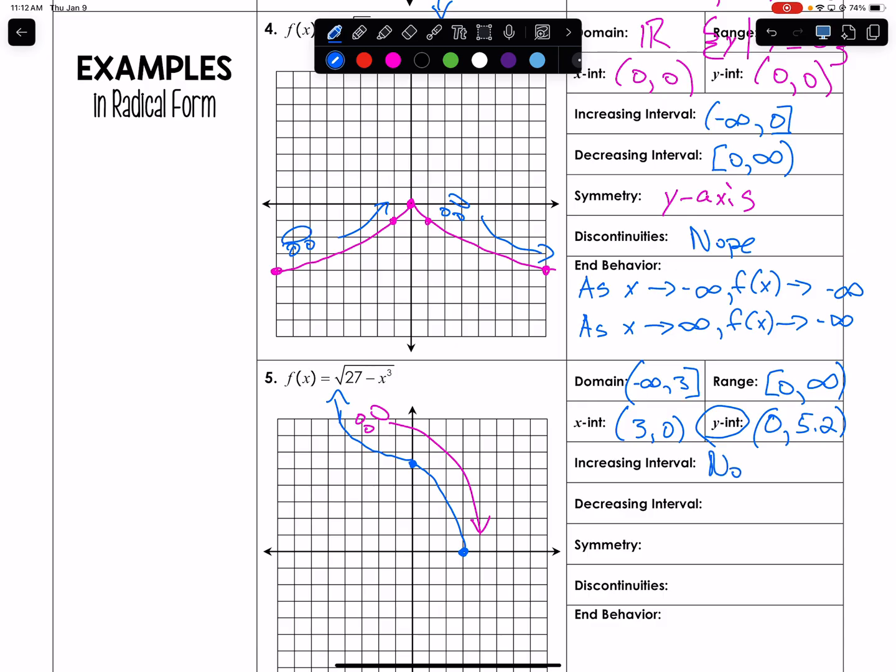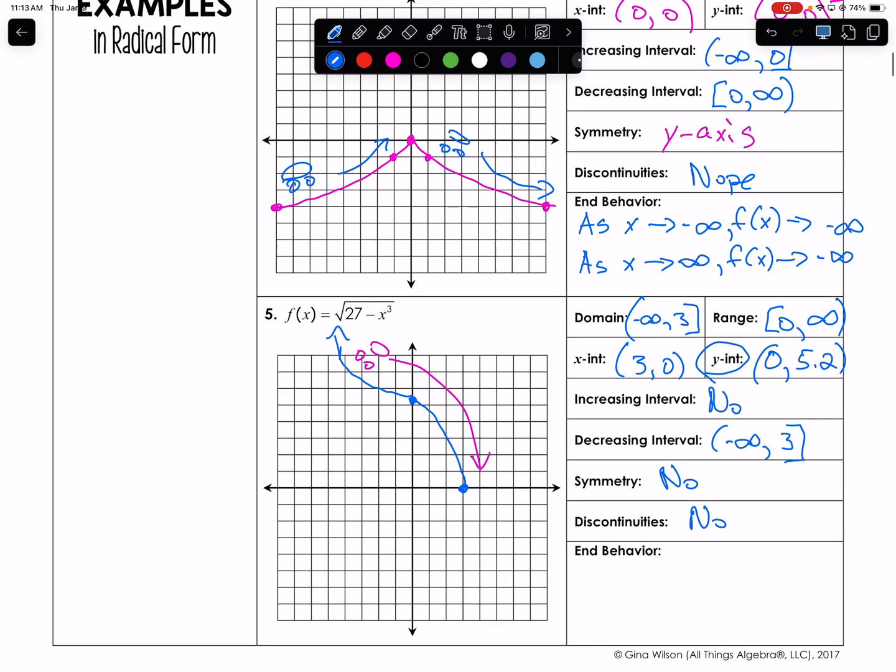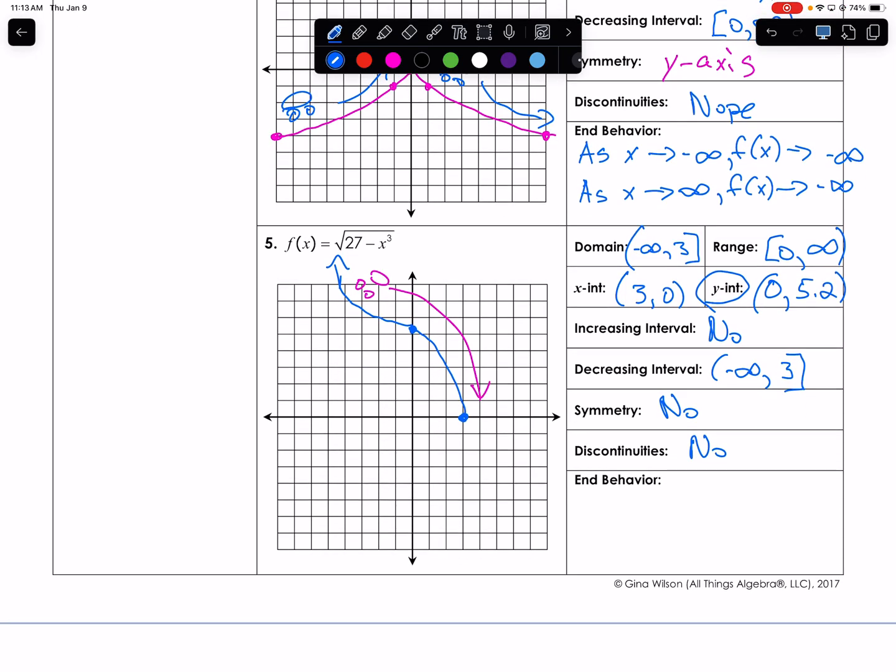No, it's decreasing. So intervals are x values. Where do they start? Negative infinity. And where do they stop? X values stop at 3, not 0, right? Squared off, because it includes 3, because there's a dot at 3. Symmetrical? Not so much. Discontinuity? Still no.